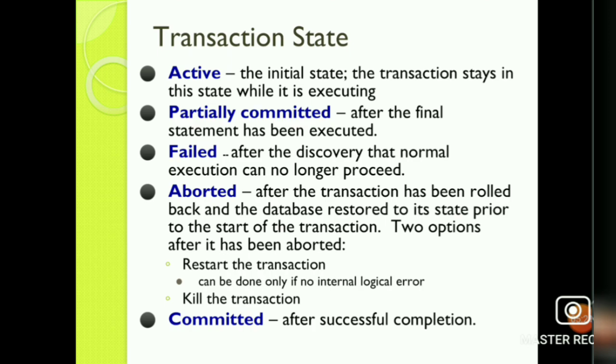The transactions can be in 5 states during execution. First one is the initial state, the active state. Partially committed means after the final statement has been executed, it will be in partially committed state. If any failure occurs during the transaction, it will be in the failed state. So it has to be rolled back. So it will be aborted and rolled back to the previous state. If no problem occurs and the transaction completes successfully, it is called committed state.